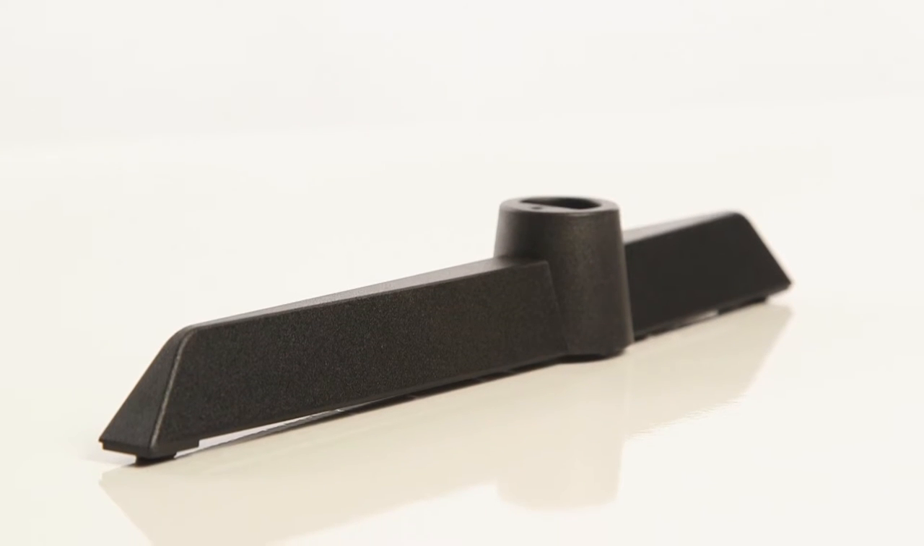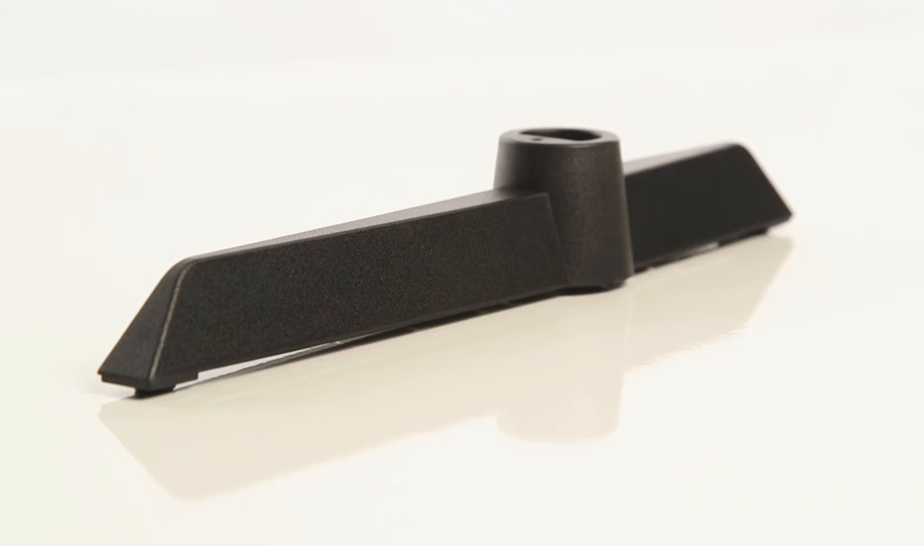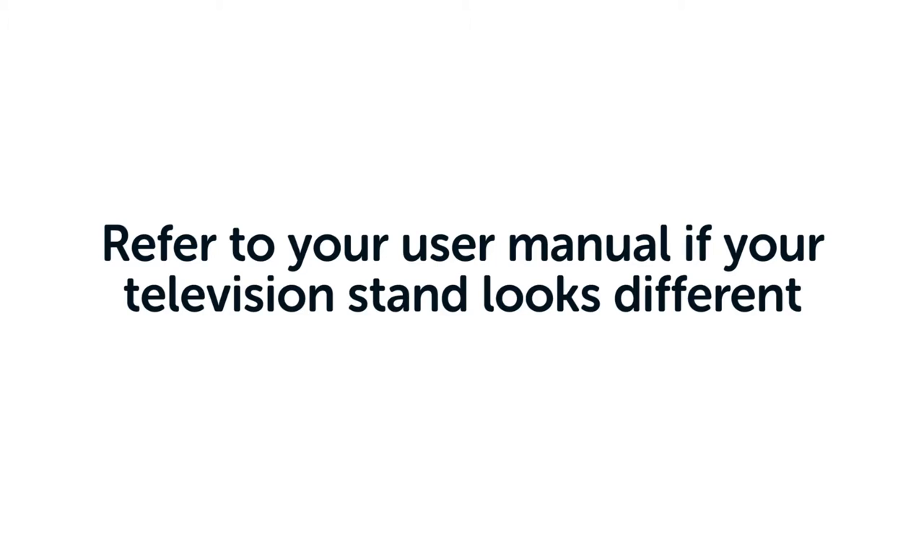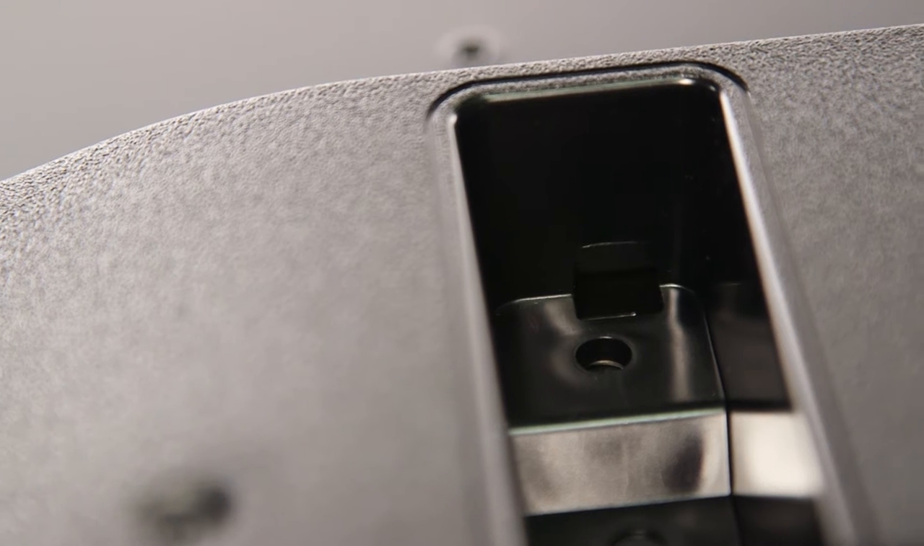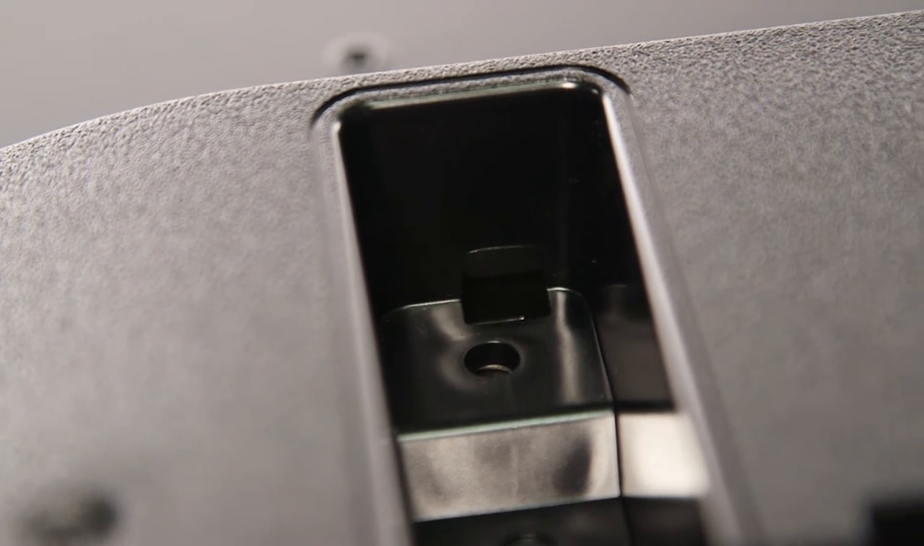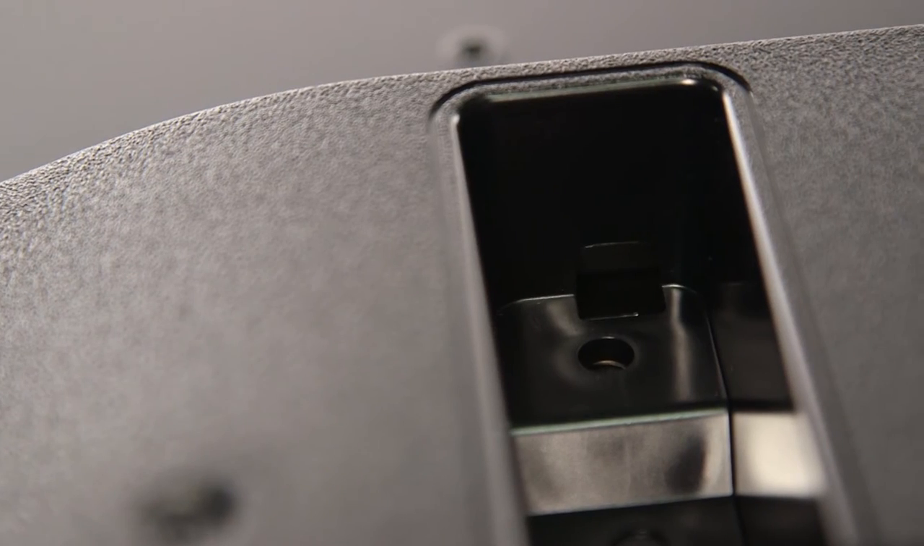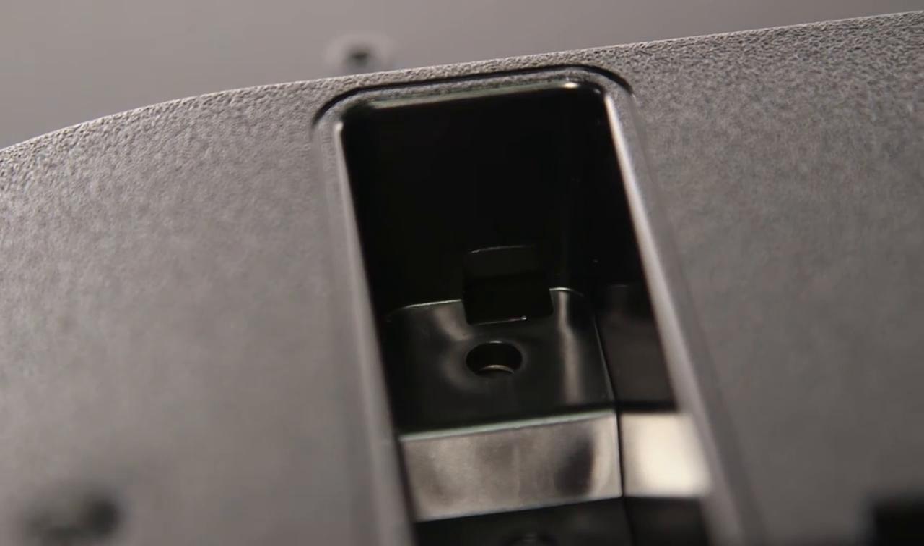It is important that your television stand is fitted correctly so that it is stable and does not fall over. Please refer to your user manual if your television stand looks different. Firstly, place the TV down on a flat surface. Ensure the protruding tab is slotted into position before attaching the screws.